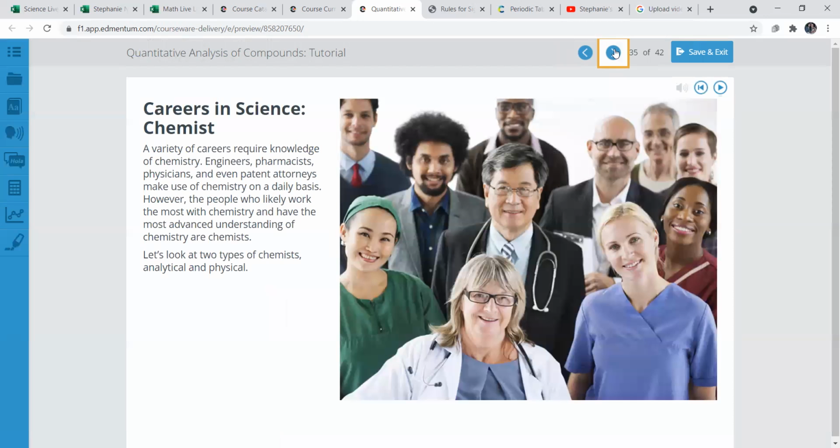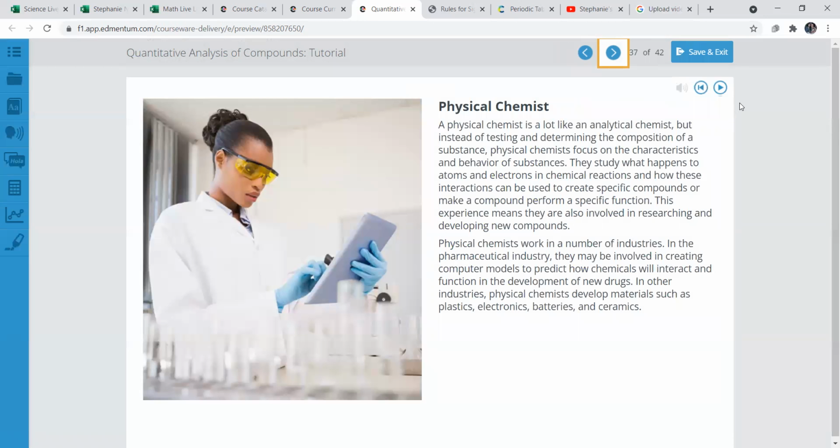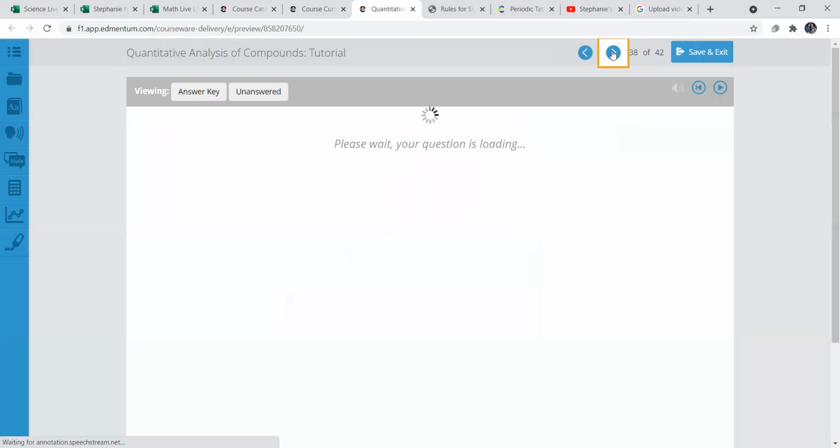Careers in science. Now the ending of the tutorial will give you some examples of careers in science. It shows you engineer, pharmacist, physician, patent attorneys can be considered careers in science. Chemist, that's another one. Now it just will briefly go over types of careers in science and it'll show you a little job description about it and what they do.